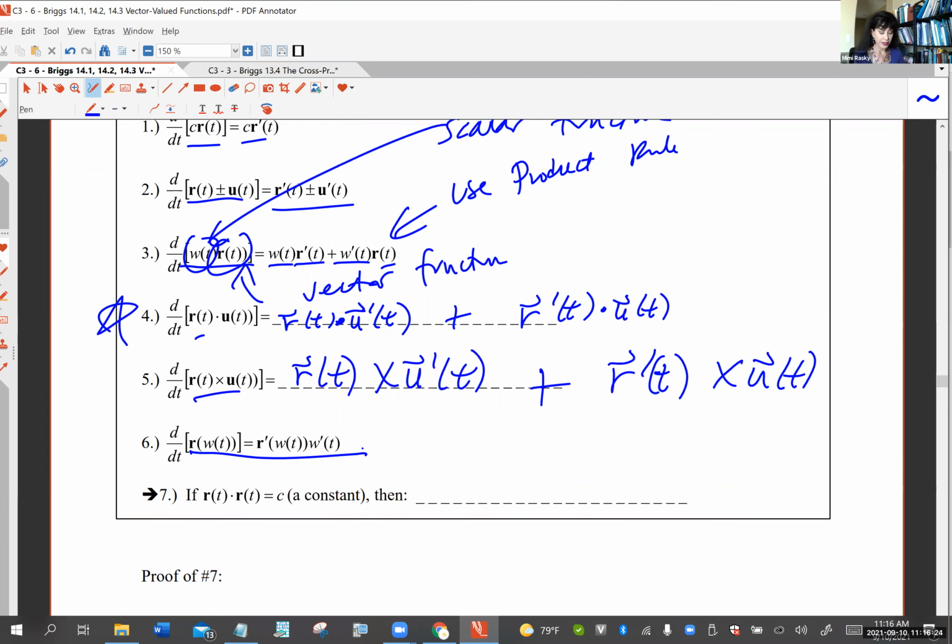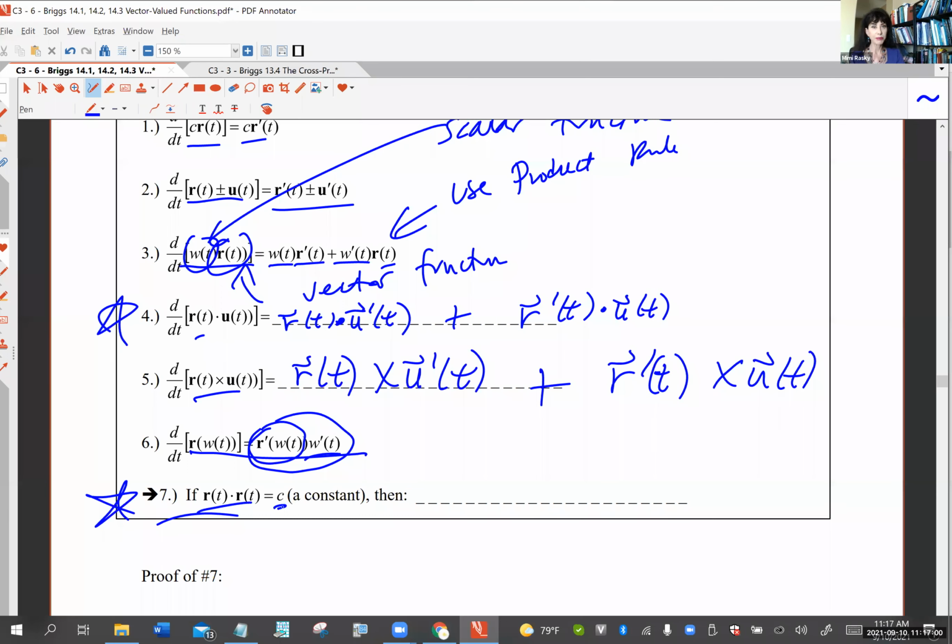What if you have a composite of a vector valued function with a scalar function? Boy, that's wacky. We rarely do this, so don't get too worried about it. So you're going to use the chain rule. You're going to take the derivative of the outside layer, if you will, r prime of w of t, and multiply that with w prime of t. Now here's a weird one. I'm just going to put a little star by it because it's like, really, is that true? If you were taking the dot product of a vector valued function with itself, and this is a special case, and you get a constant.